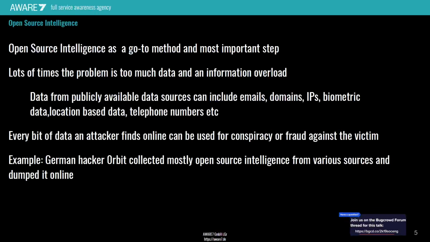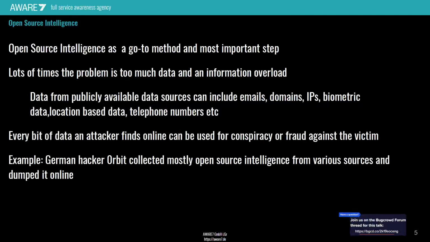And the problem is that there is so much data publicly available. Sources can include emails, domains, IPs, biometric data, location-based data, or telephone numbers, etc. And we can always find information that is somehow crucial for our attack in open source intelligence. And that's a big problem, because our victim might not know which piece of information I'm going to use against him or her, because in specific scenarios I have specific data that is very valuable.